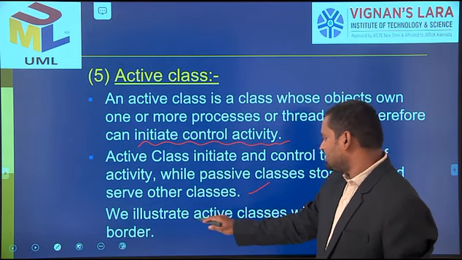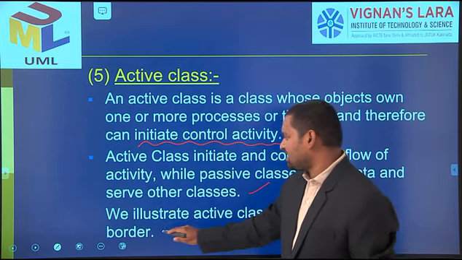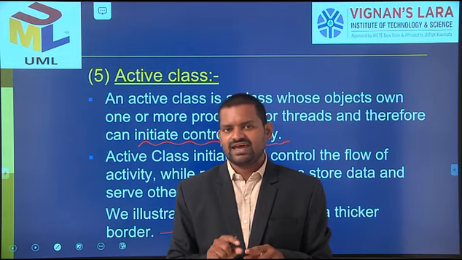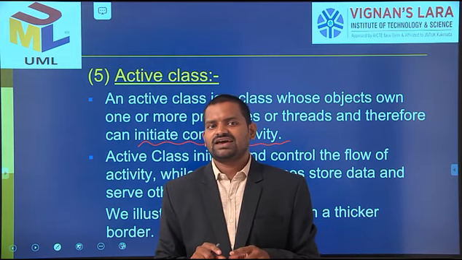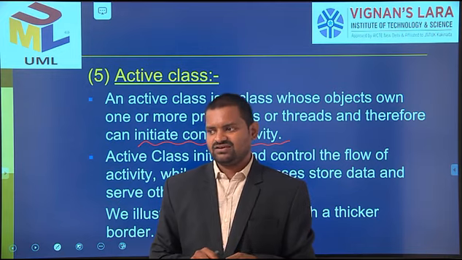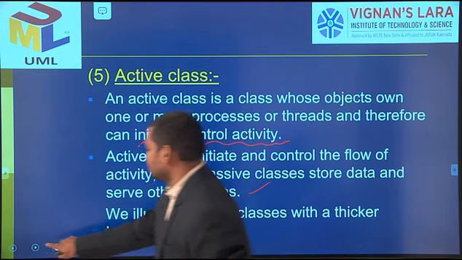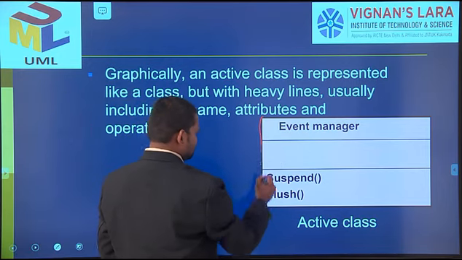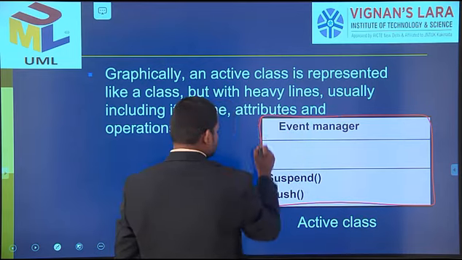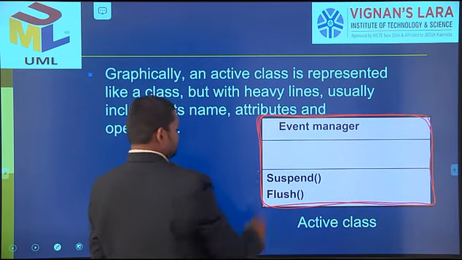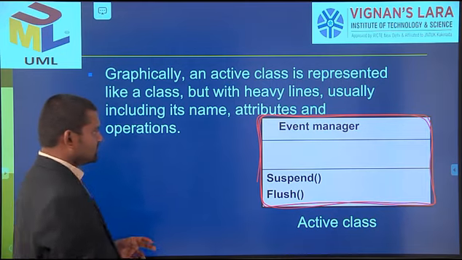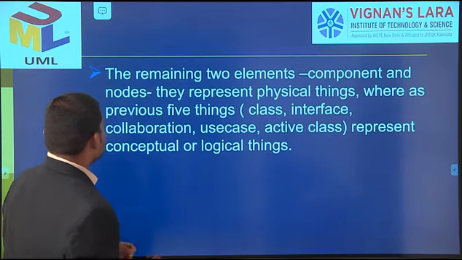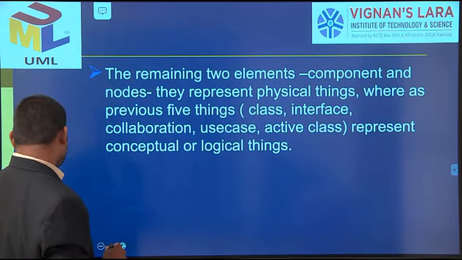So we illustrate active classes with a thicker borderline. A simple class is represented with a single light line, whereas an active class is drawn with a thick line. Graphically an active class is like this, with a thick line. It works like a class, but the lines of an active class are thick.